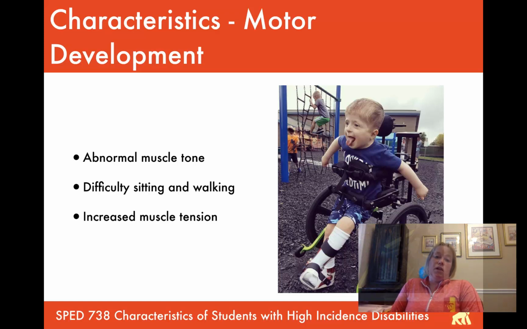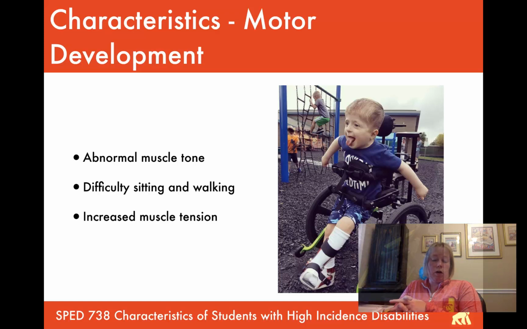These students can have a lot of difficulty even with something as simple as sitting independently, difficulty walking. The kid that you see here is called Silas. We call him Cy. He's a kindergartner this year. He has a couple of different trisomy disorders where some of the genes within his body during development got tweaked a little bit. And so you'll see him here.